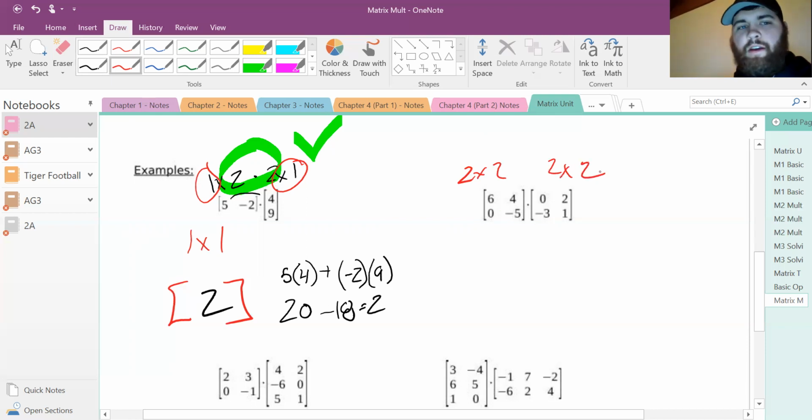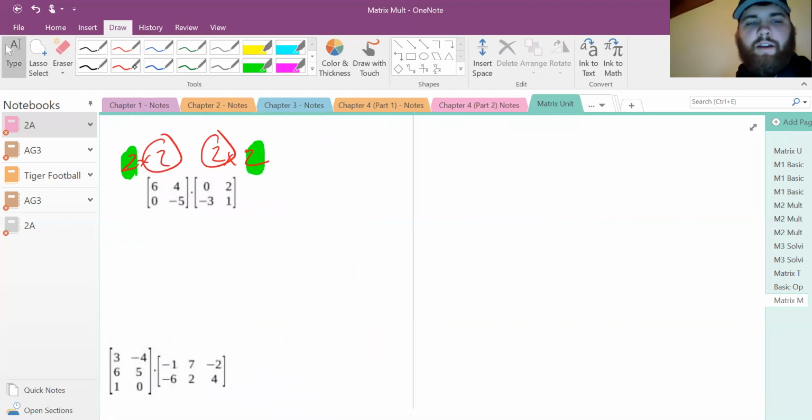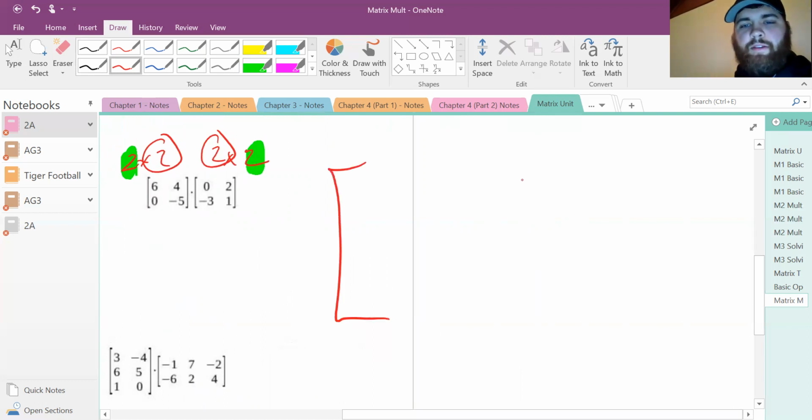Okay, so we have a 2 by 2 times a 2 by 2. First things first, can we do it? Yes, we can, because those two numbers are the same. What is my resulting matrix going to be? It's going to be the outer numbers. It's going to be a 2 by 2. Okay, and let's do this so I got some room. So I'm going to draw a big 2 by 2.